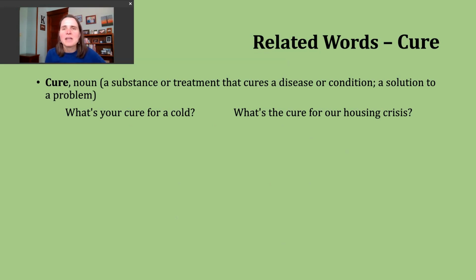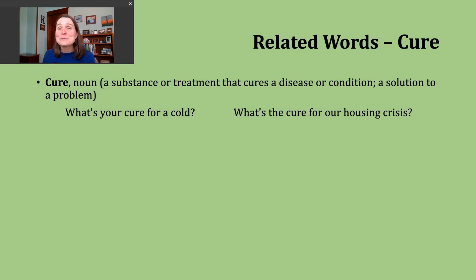The first way the noun cure gets used is to refer to a substance, so we might think of like a medicine, or some type of treatment that results in the end of a disease or a condition. An example of this in a sentence might be, what's your cure for a cold? Right? And again, many people have different treatments that they feel like maybe help them if their nose is stuffy, they have a cough or sore throat, that kind of not so serious of an illness, but still kind of unpleasant and many times inconvenient.